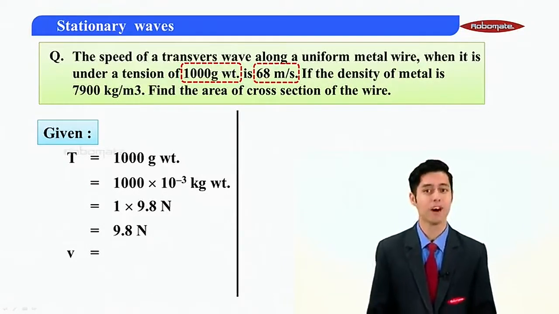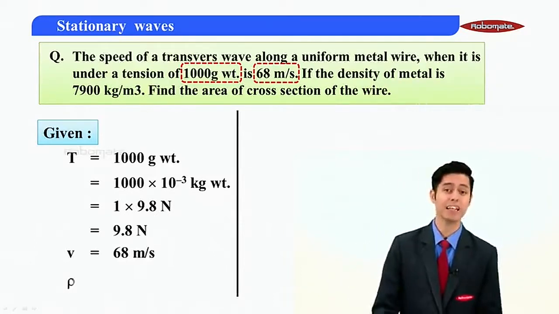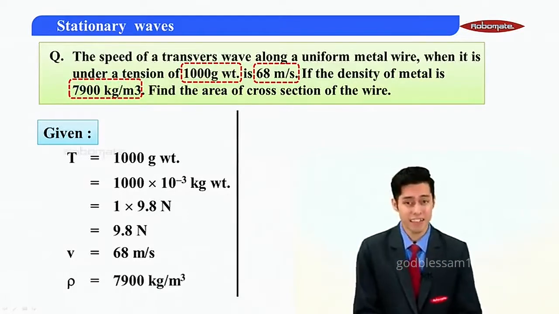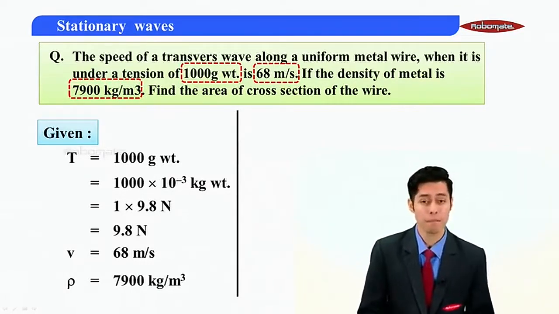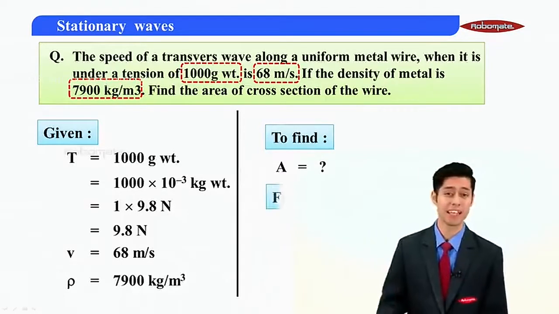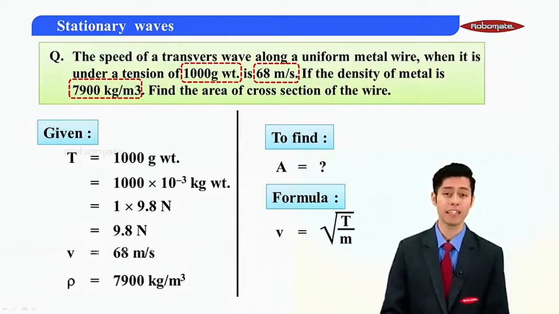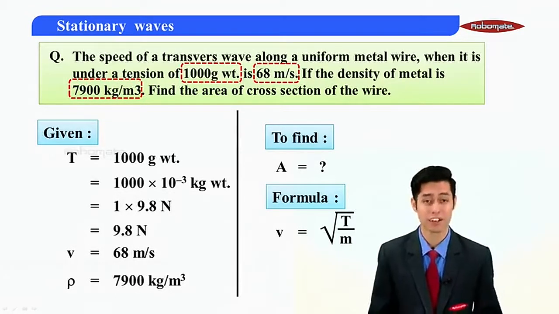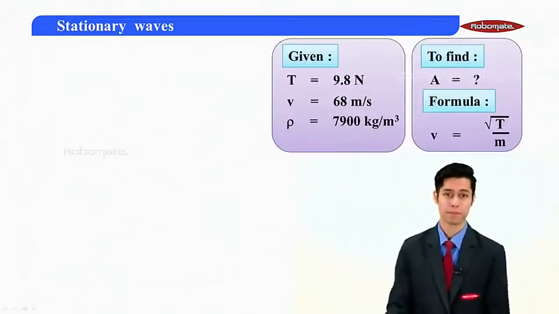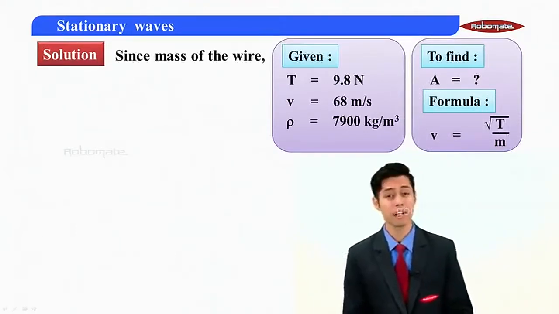We know that the velocity of the wave on the string is given as 68 meter per second. Also, the density is given as 7900 kilogram per meter cube. Now what do we need to find? We need to find out the area. What is the formula that we'll require? The velocity of a wave on a transverse string is given by V is equal to under root of T by m. Now, we have the given data and the formula, so let us find out the solution.